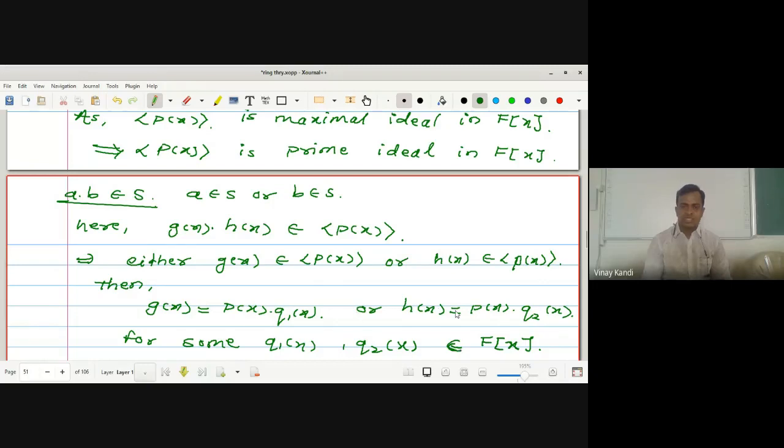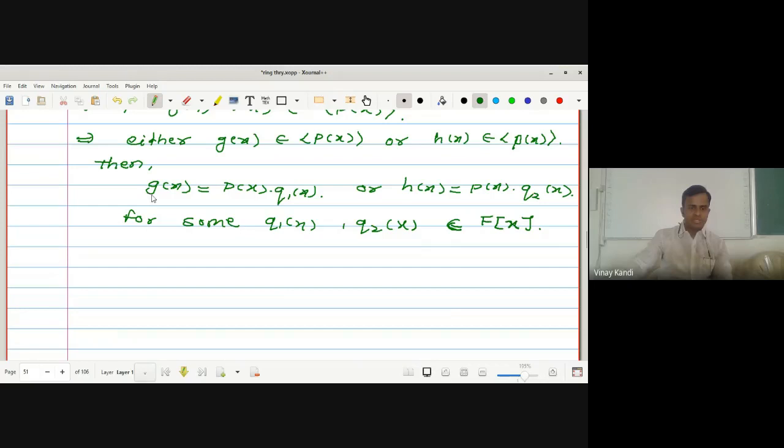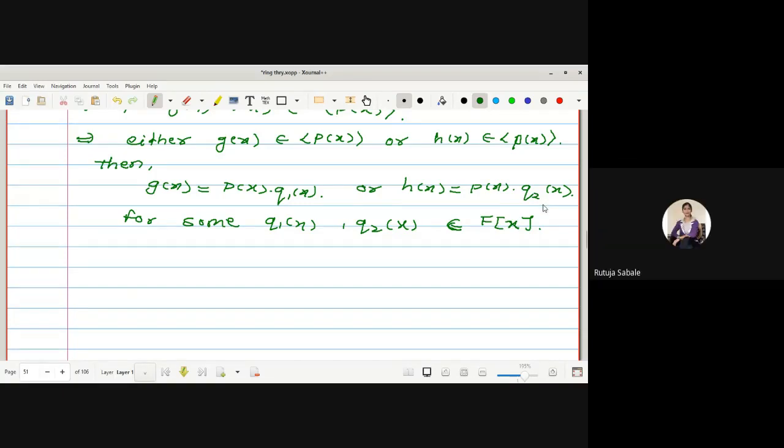As told, for some q1 of x and q2 of x belonging to f of x. Because here g of x belongs to the ideal generated by p of x, and h of x is in the ideal generated by p of x. So what is the nature of g of x and h of x? It is a multiple of some q1 of x and some q2 of x. Any doubt? No, sir. Okay.